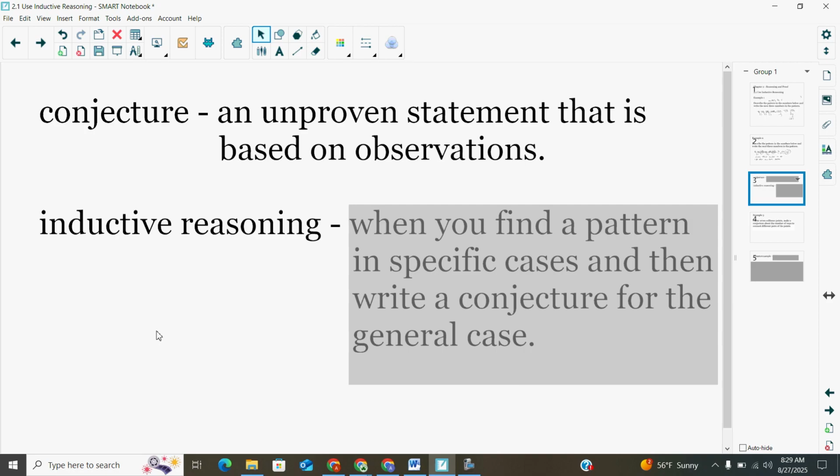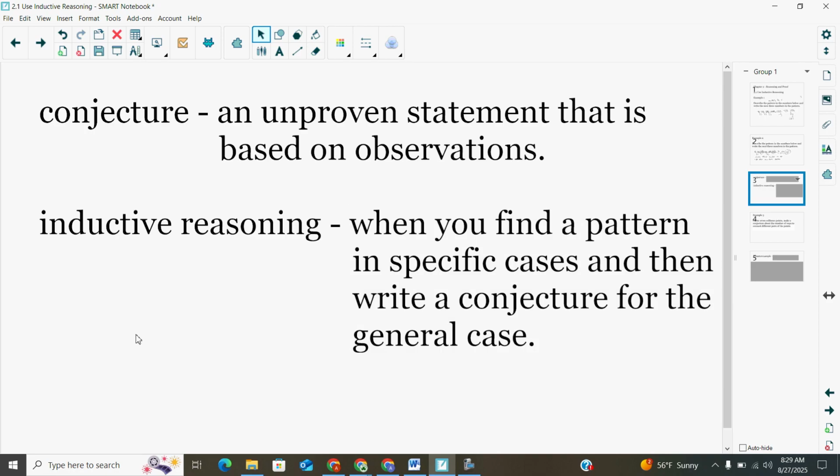Inductive reasoning is when you find a pattern in specific cases and then write a conjecture about how that's going to work for the general case. So we look for patterns. We just talked through a couple number patterns, but we're going to look for patterns in specific cases. So we'll come up with a few small examples and then use that to write a conjecture for the overall general case. That entire method for coming up with a conjecture is called inductive reasoning.